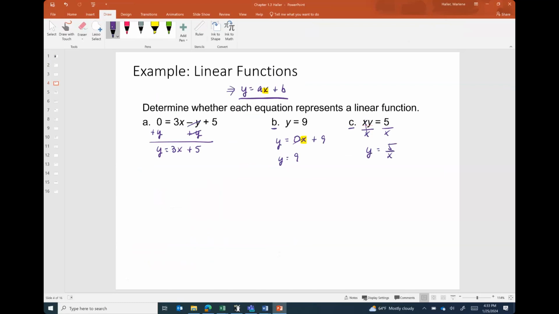The problem is that x is in the denominator, and I don't have an x in the denominator in the form that I need for linear functions. There's nothing I could do. The only thing I can do to get x out of that denominator is to multiply both sides by x, and then I get right back where I started, xy equals 5. So I would have to say that C here is not a linear function, because I cannot make it look like it needs to look.